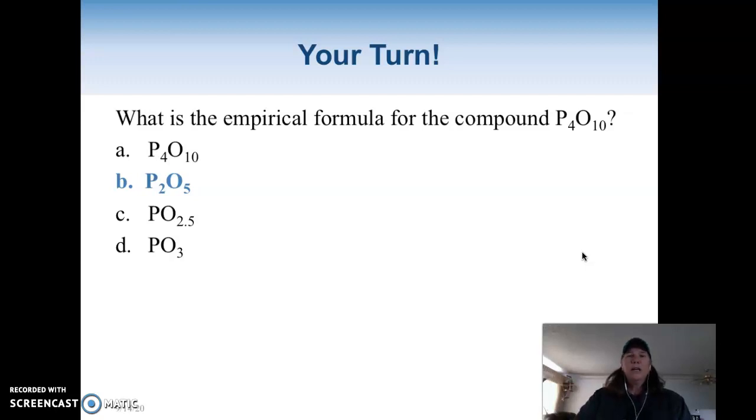But we'll quit on this for today, or for this part of the lecture, and then we'll pick up on empirical formulas next time. And that'll be the end of chapter 7.